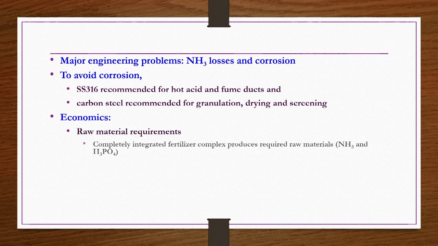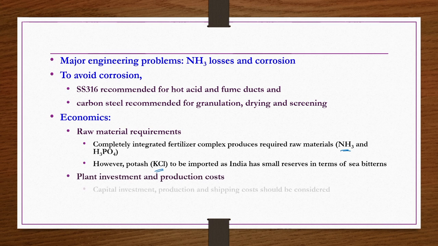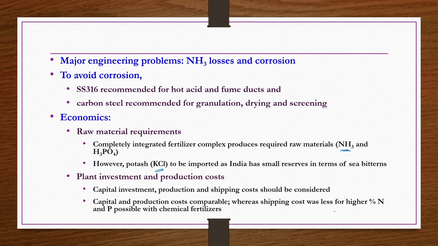Economics, raw materials requirement: if you have a completely integrated fertilizer plant, then the required raw materials, ammonia and phosphoric acid, are produced there itself. Only potash has to be imported. Plant investment and production cost: one has to check capital investment, production and shipping cost for consideration, whereas it has been found that the capital and production costs are comparable. So the shipping cost is important, and it has been found that shipping cost is less for higher nitrogen and phosphorus fertilizers.